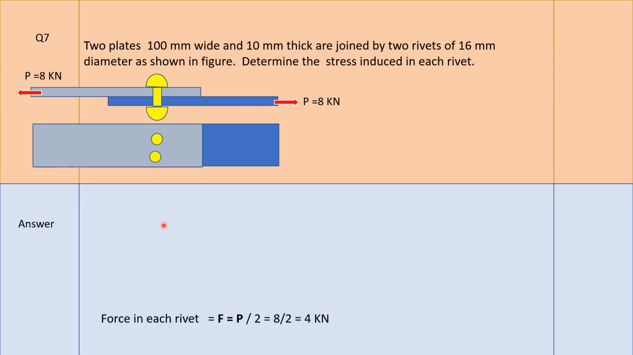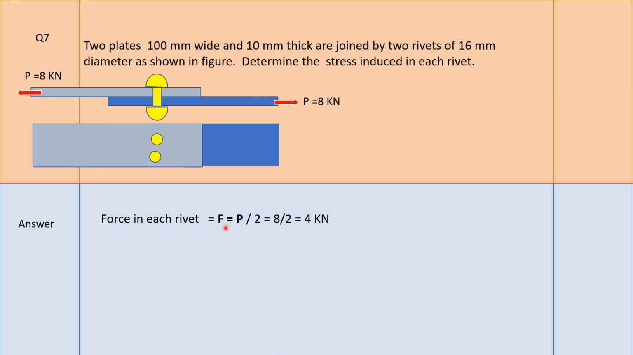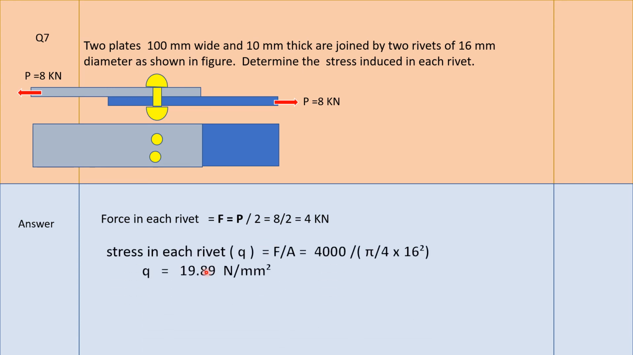So force in each rivet F will be equal to P divided by 2, that is 8 divided by 2, which is equal to 4 kilonewton. So each rivet will have a force of 4 kilonewton. So the shear stress in each rivet, q, will be F divided by A. Now the force in each rivet is 4 kilonewton, that is 4000, divided by, now the diameter of the rivet given is 16. So area will be pi divided by 4 into 16 squared, and put the bracket in the denominator.